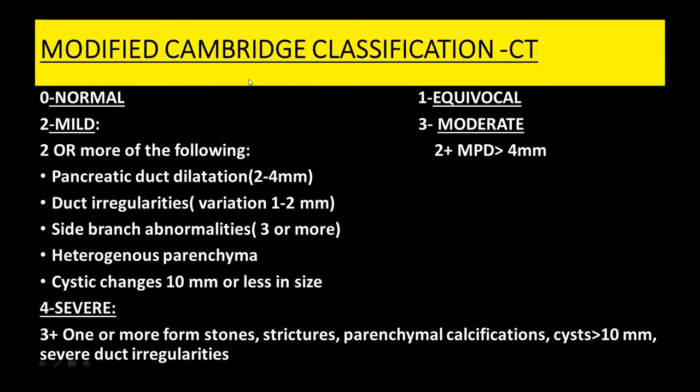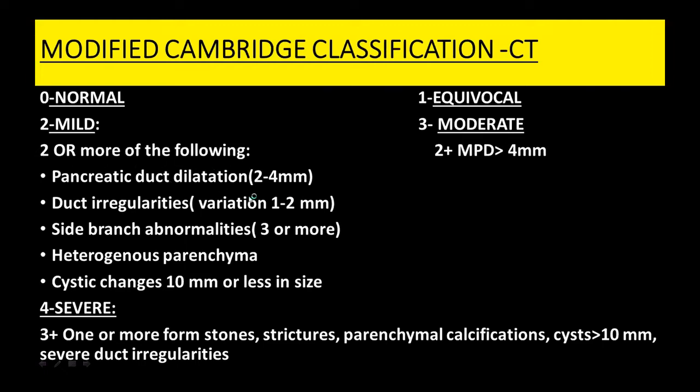We use the modified Cambridge classification system for grading the severity of chronic pancreatitis on CT scan. Grade 0 is a normal pancreas. Grade 1 is equivocal findings, when we are not able to tell whether the changes are suggestive of chronic pancreatitis or not. The milder form is also labeled as the early changes of chronic pancreatitis on CT scan, and it should have 2 or more of the following features.